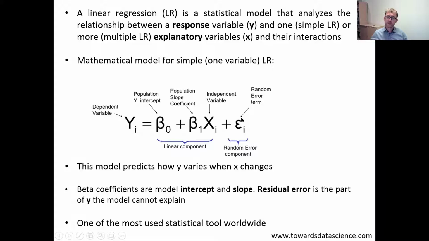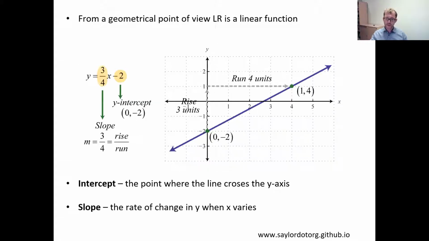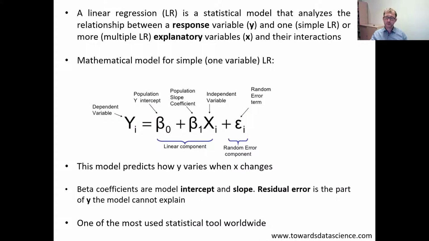There will always be some variability unexplained. And this random error is important for the model choice, and we are going to cover it in the second part of this workshop. So in very simple terms, this model, linear regression, predicts how your response variable varies when x changes, right? Those two coefficients, those two betas, are the so-called intercept and slope. And I'm going to show in the next slide how those estimates, how those two betas, are calculated.